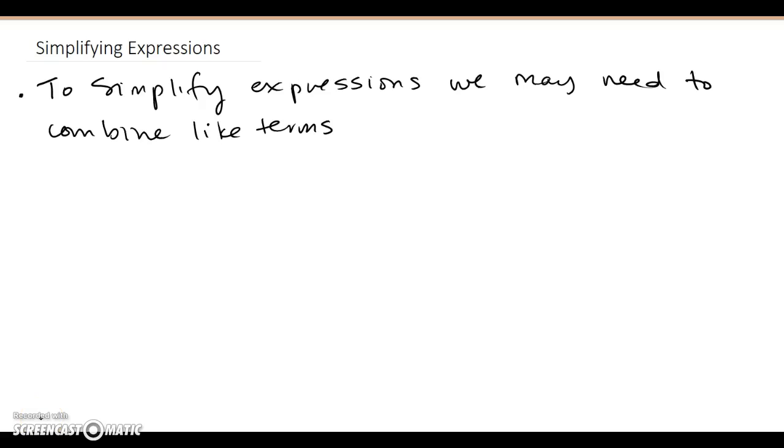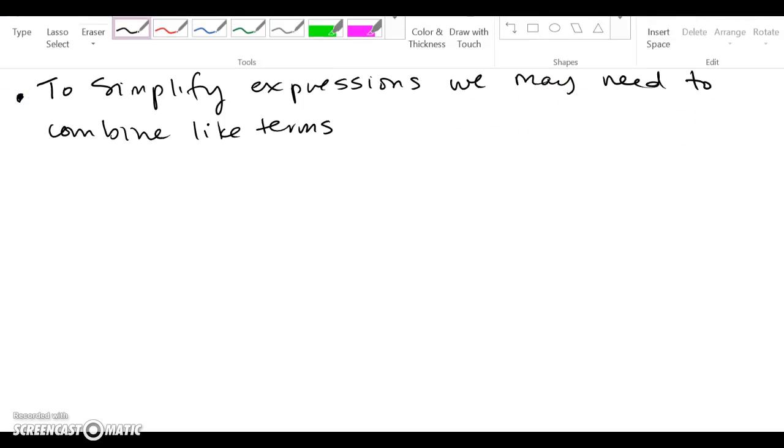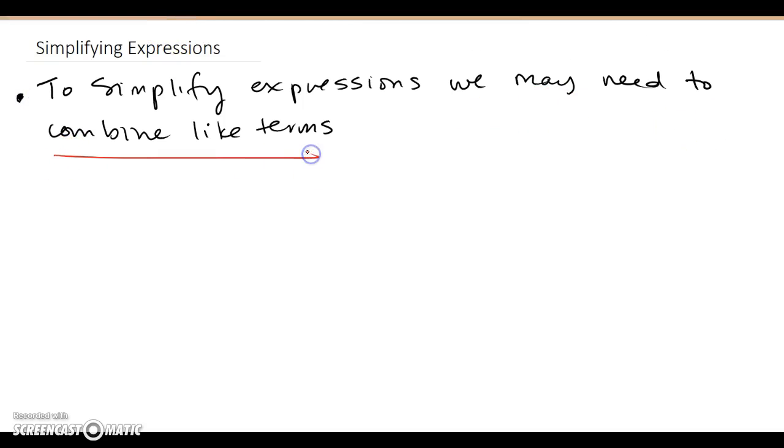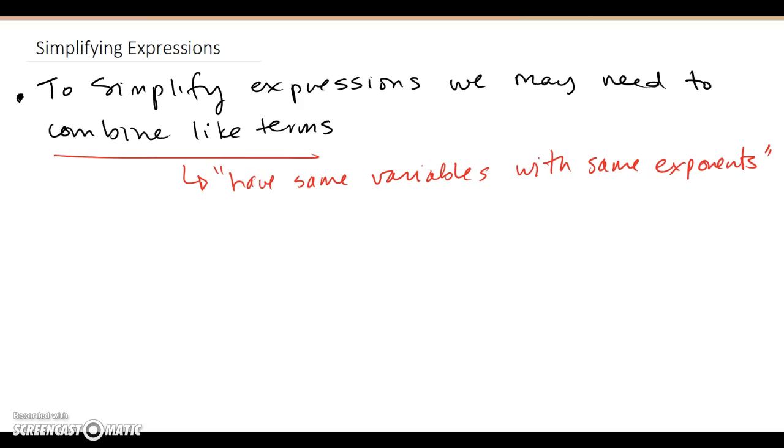Okay, let's take a look at simplifying expressions. To simplify expressions, we may need to combine like terms. So we need to know what like terms really are. Like terms basically have the same variables to the same exponents, so they look the same. So just loosely speaking, like terms have the same variables with the same exponents. For example, here's what I mean.